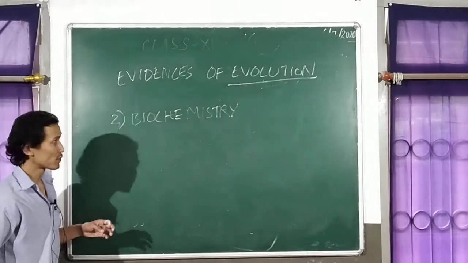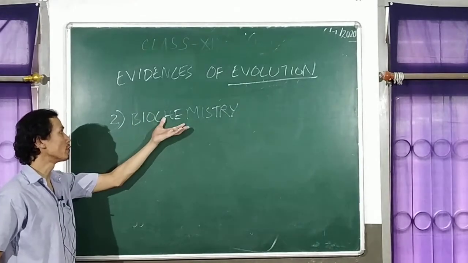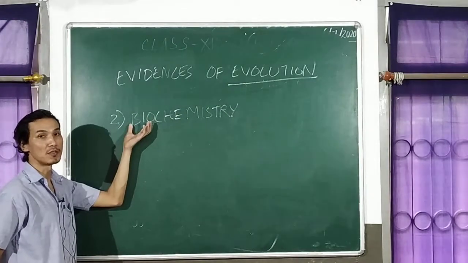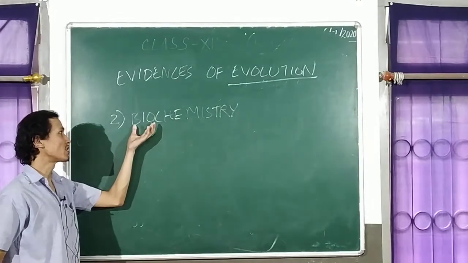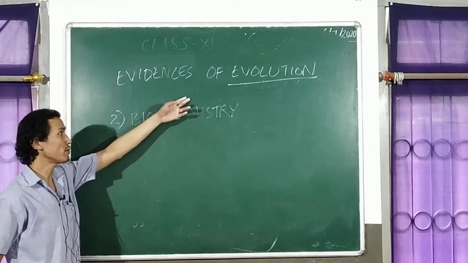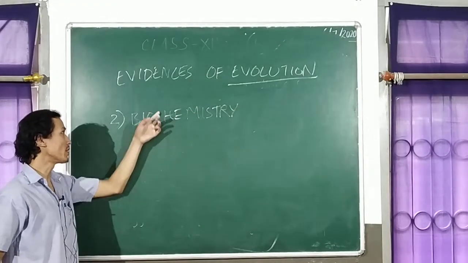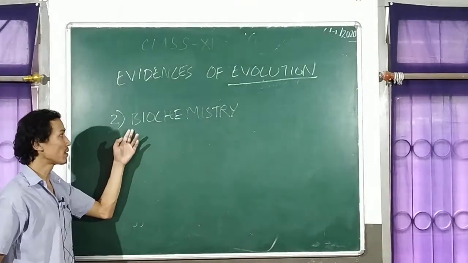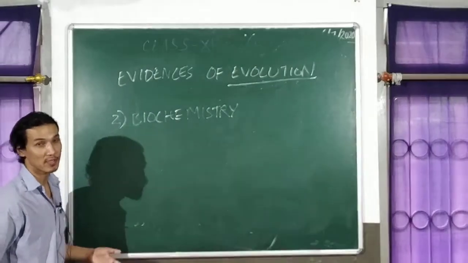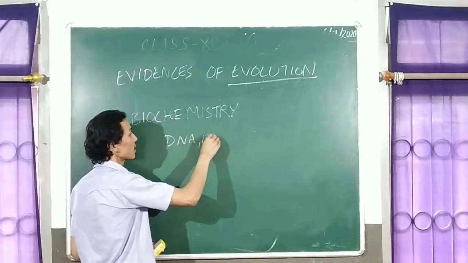The next evidence is from biochemistry. By biochemistry, what it means is the molecules which are present in biological organisms. Basically, biochemistry is a combination of two subjects, biology and chemistry. But regarding evolution, we will be concentrating only on the chemical compounds that are found in biological organisms. And earlier I told you that the most common examples are genetic material, which are nothing but DNA and RNA.